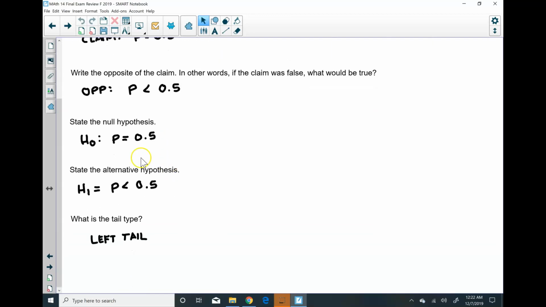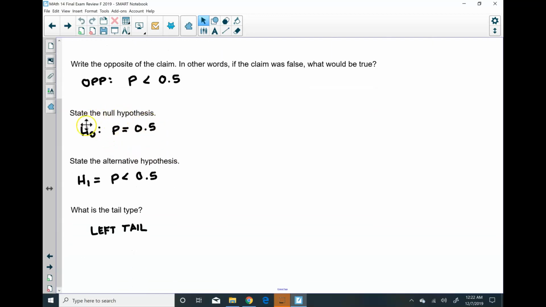So now we're going to state the null hypothesis. You're going to write down H subscript 0 colon p is equal to 0.5. You need to make sure you include all of this information in the correct symbols. The alternative hypothesis would then be the opposite of the claim, so p is less than 0.5. And then we want to know what is the tail type. Since the alternative says it's less than, it's a left tail.